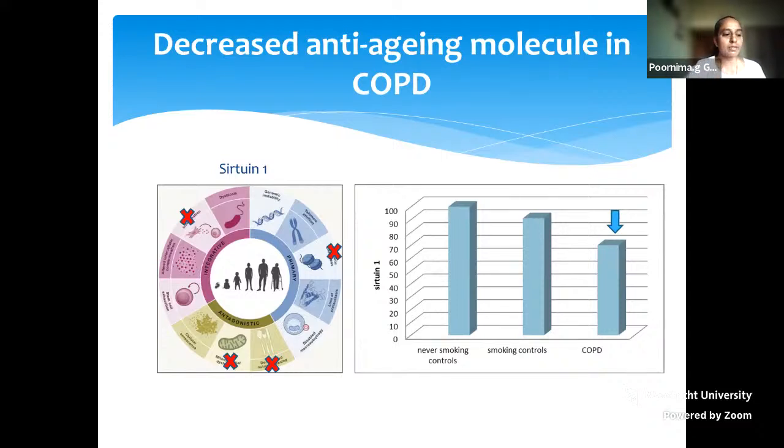Here I'm showing another marker, the second marker, which is an anti-aging molecule named sirtuin-1. It can interfere with the various mechanisms of aging. In COPD patients, the expression of this anti-aging molecule was decreased compared to the smoking controls and the never-smoking controls. Similar results were found for other anti-aging molecules we measured.